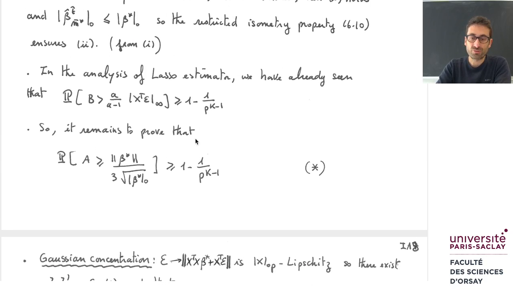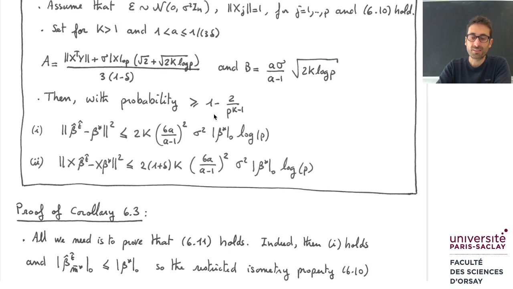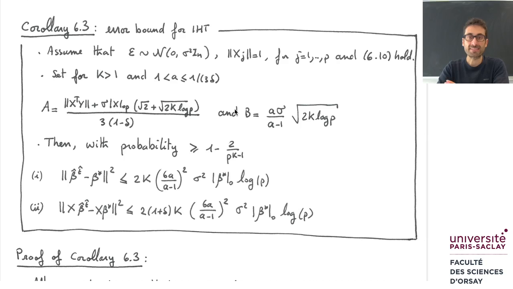And to conclude, we have proved that the two conditions hold with this probability. So the result will hold with probability at least 1 minus 2 over p to the k minus 1. All right, so at the end, what we obtain is that under some condition which is quite strong, which is the restricted isometry property, for some suitable choice of A and B that are graph-driven, we have this bound, and we obtain a minimax optimal bound for the estimation with the iterative hard-thresholding algorithm.